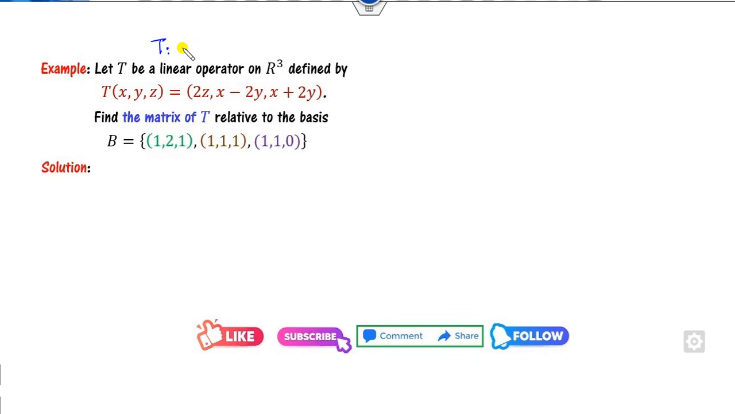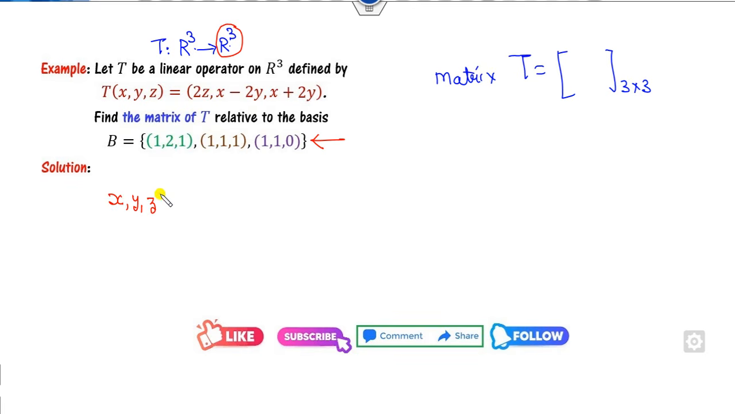Okay, next one is T, a linear transformation on operator R3, that means R3 to R3. So what is the size of this matrix? Dimension is 3, dimension is 3, so it could be 3 cross 3. Bases are given to you, so I can take any element of R3. I can assume x, y, z is an element of R3.